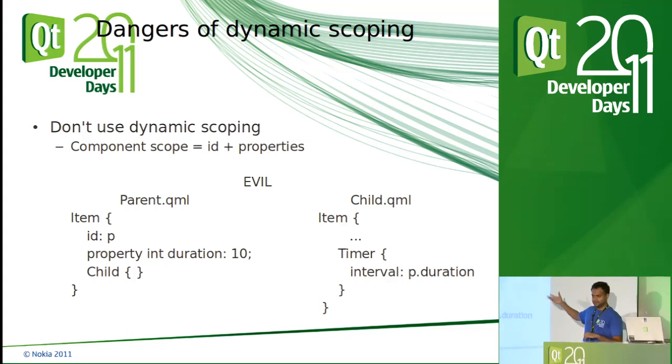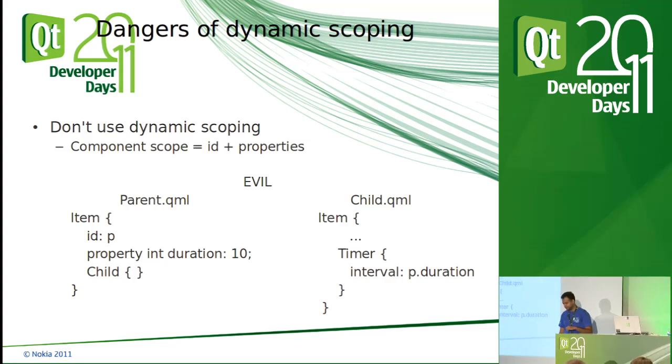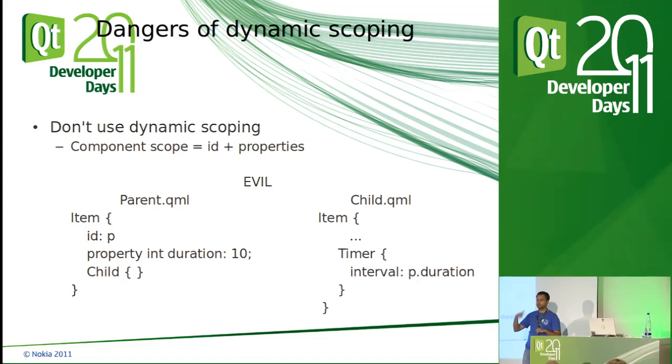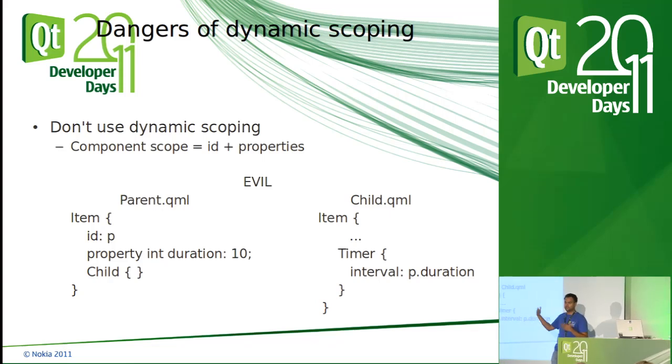How I would do it instead is the child element should expose a property called interval. And then in parent.qml, I would set child's interval property. Right? So now the child can change independently of the parent.